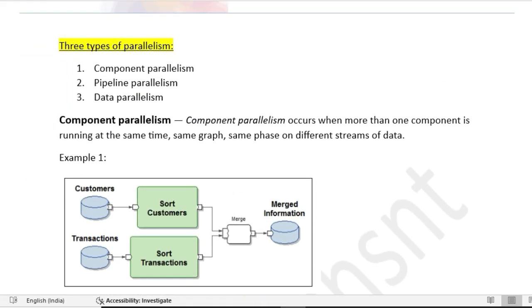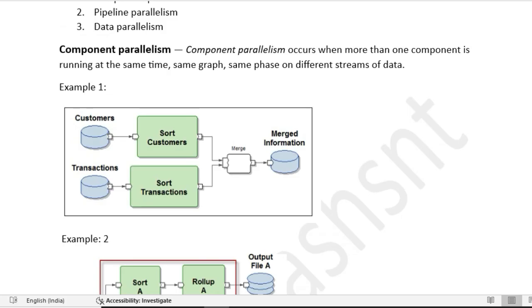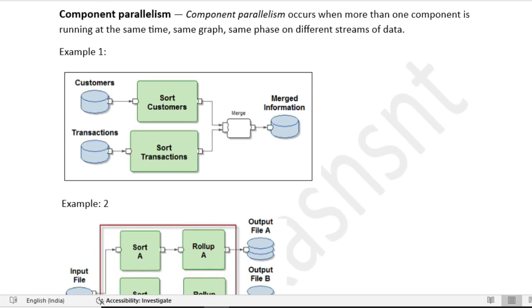As we know, we have three types of parallelism: component parallelism, pipeline parallelism, and data parallelism. We will discuss each one in detail. First, we discuss component parallelism. Component parallelism occurs when more than one component is running at the same time, in the same graph, in the same phase.